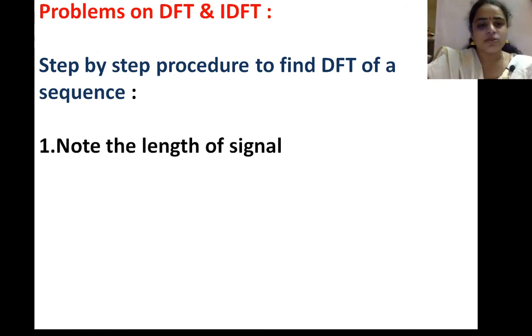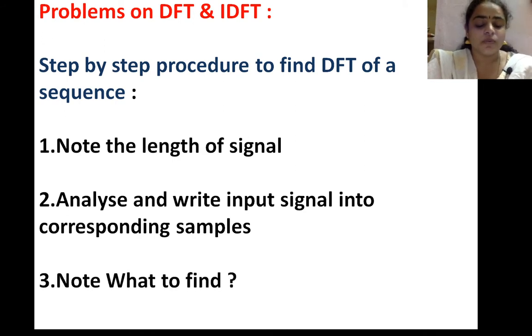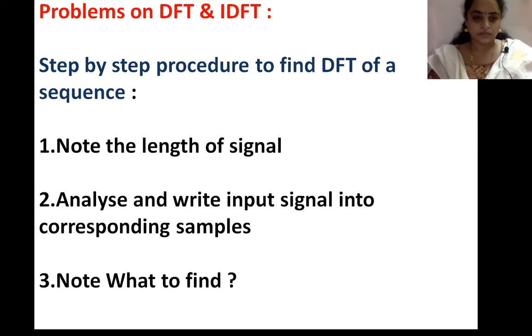First step is to note down the length of the signal. We know that the lengths of both x of k and x of n are equal. Second, analyze and write the input signal into corresponding samples. Third, know what we have to find, and note that down. That means if the problem is to find DFT, then we have to find x of k.